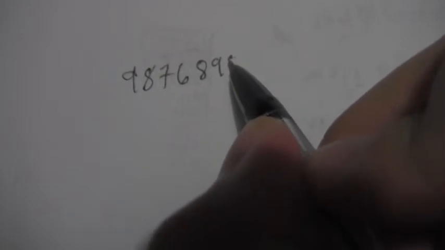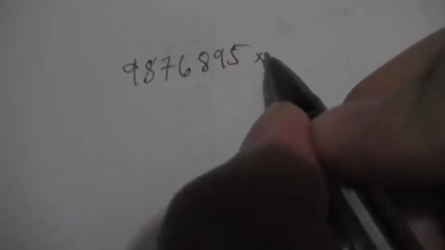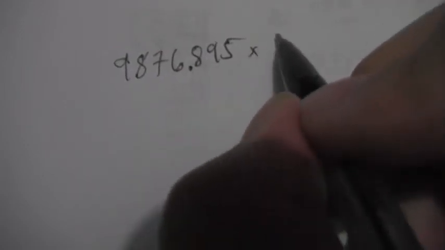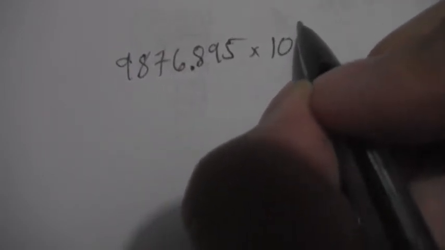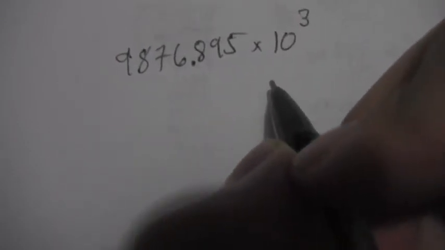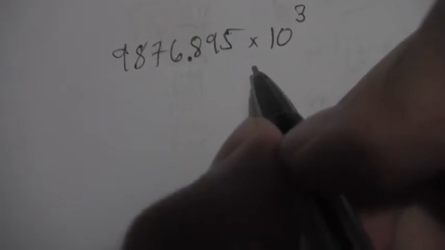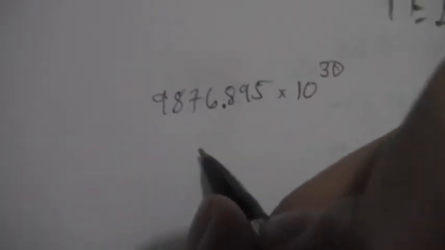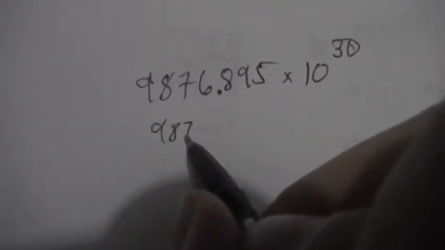Now, what if your leading bit doesn't start with 0? Let's say you have something like 9, 8, 7, 6, 8, 9, 5 times 10 to the third, whatever. Okay, so you move this, normalized to the whole number.